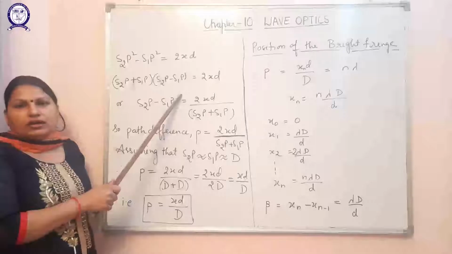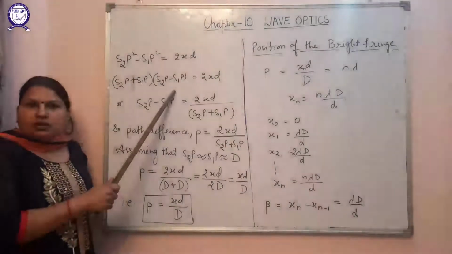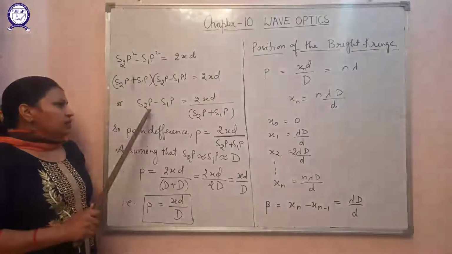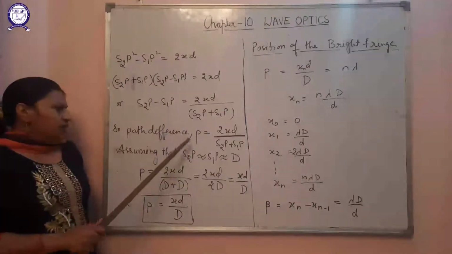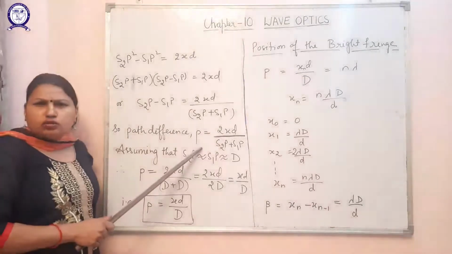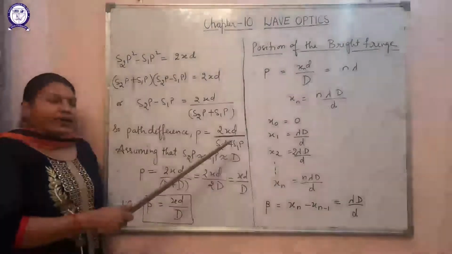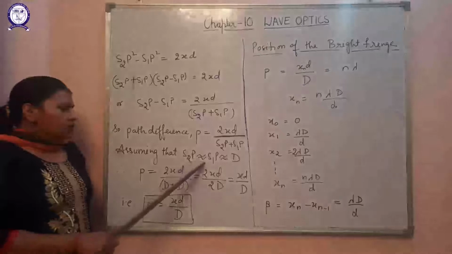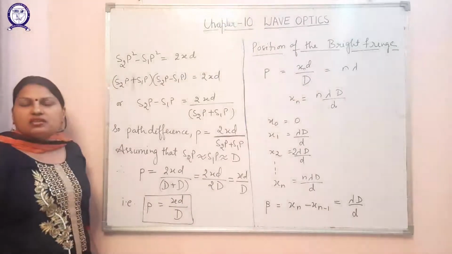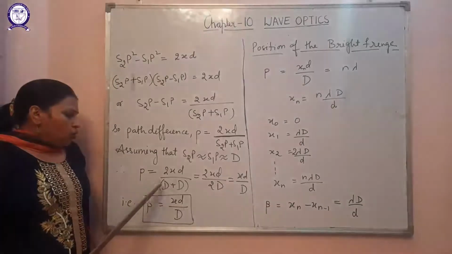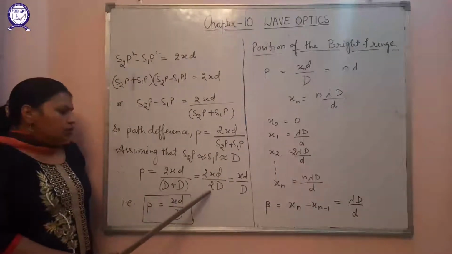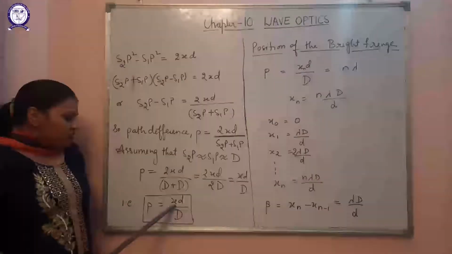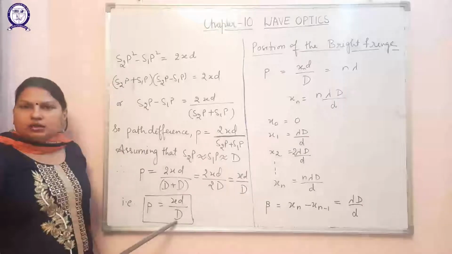And what are we supposed to calculate? We are supposed to calculate S2P minus S1P, which is nothing but equal to 2xd by S2P plus S1P. We are simply going to call it path difference. It is denoted by small p, or simply by del also you can notate it. So 2xd by S2P plus S1P. Now we are going to assume that S2P is similar to S1P is similar to capital D, that is the distance between the screen and the slit. So here it will become D plus D, that is 2D. So the 2 gets cancelled out, and it will be xd by D. So path difference is simply given by xd by capital D.